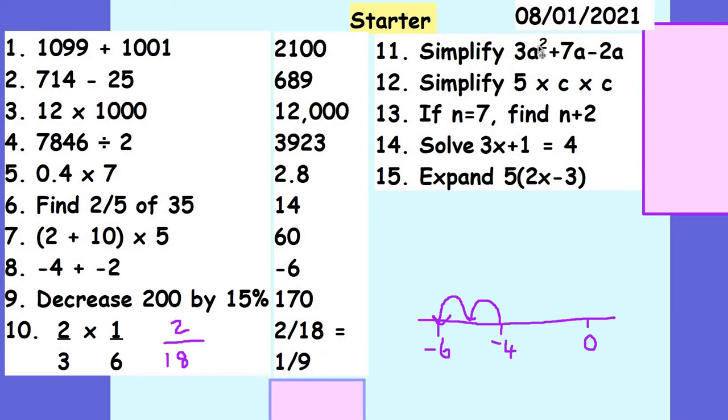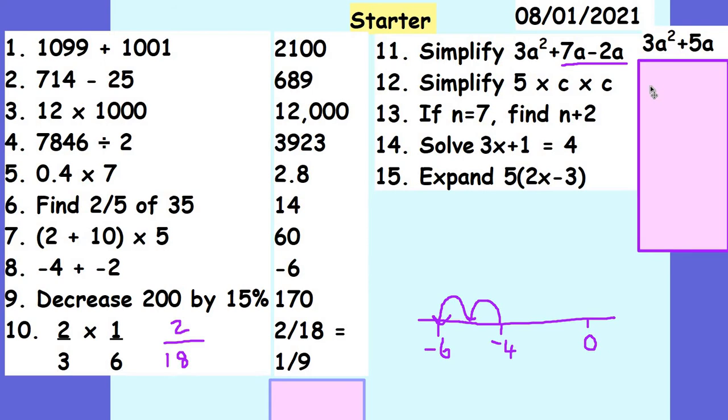Heading over to some algebra then. 3a squared plus 7a subtract 2a. Now we cannot combine a squared and a terms. They are different terms. They are not like terms. I can combine my a terms. So I can combine these two. 7a subtract 2a would give me 5a. So my answer is 3a squared plus 5a. Notice it's not 8a or 8a squared. We cannot combine the a squared and the a terms.